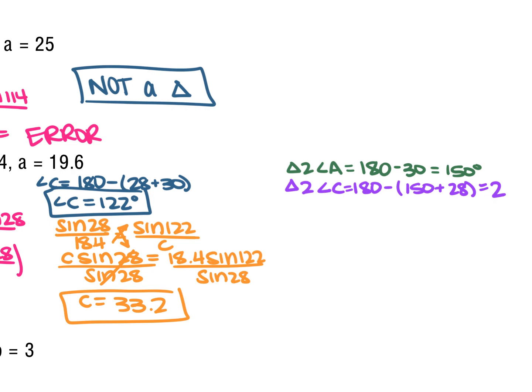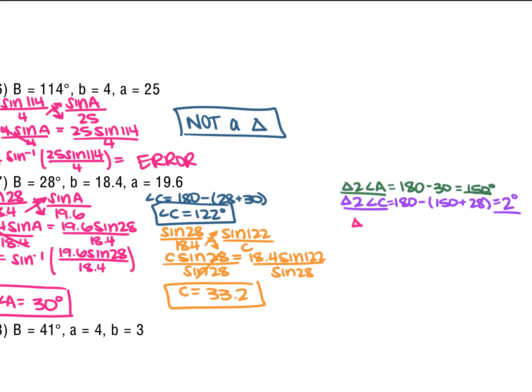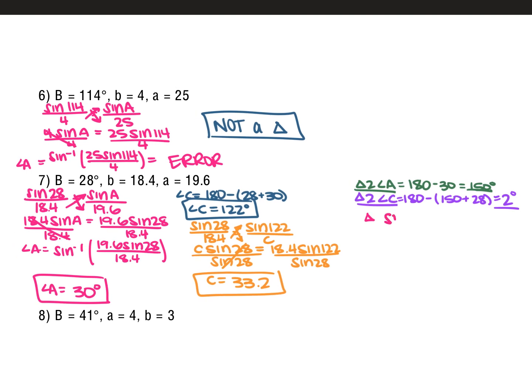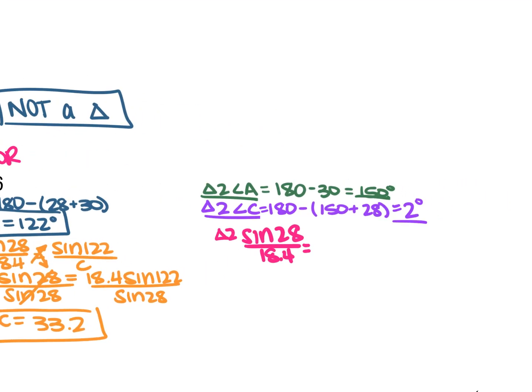So we do have a second triangle here because that 2 degrees is a possibility for an angle within that triangle. I'm going to underline these so we know they are part of our second triangle, and then we can find side C for that triangle 2. So for triangle 2, side C, we're going to use what they gave us. That's the sine of 28 degrees over 18.4 is equal to the sine of 2 over C.